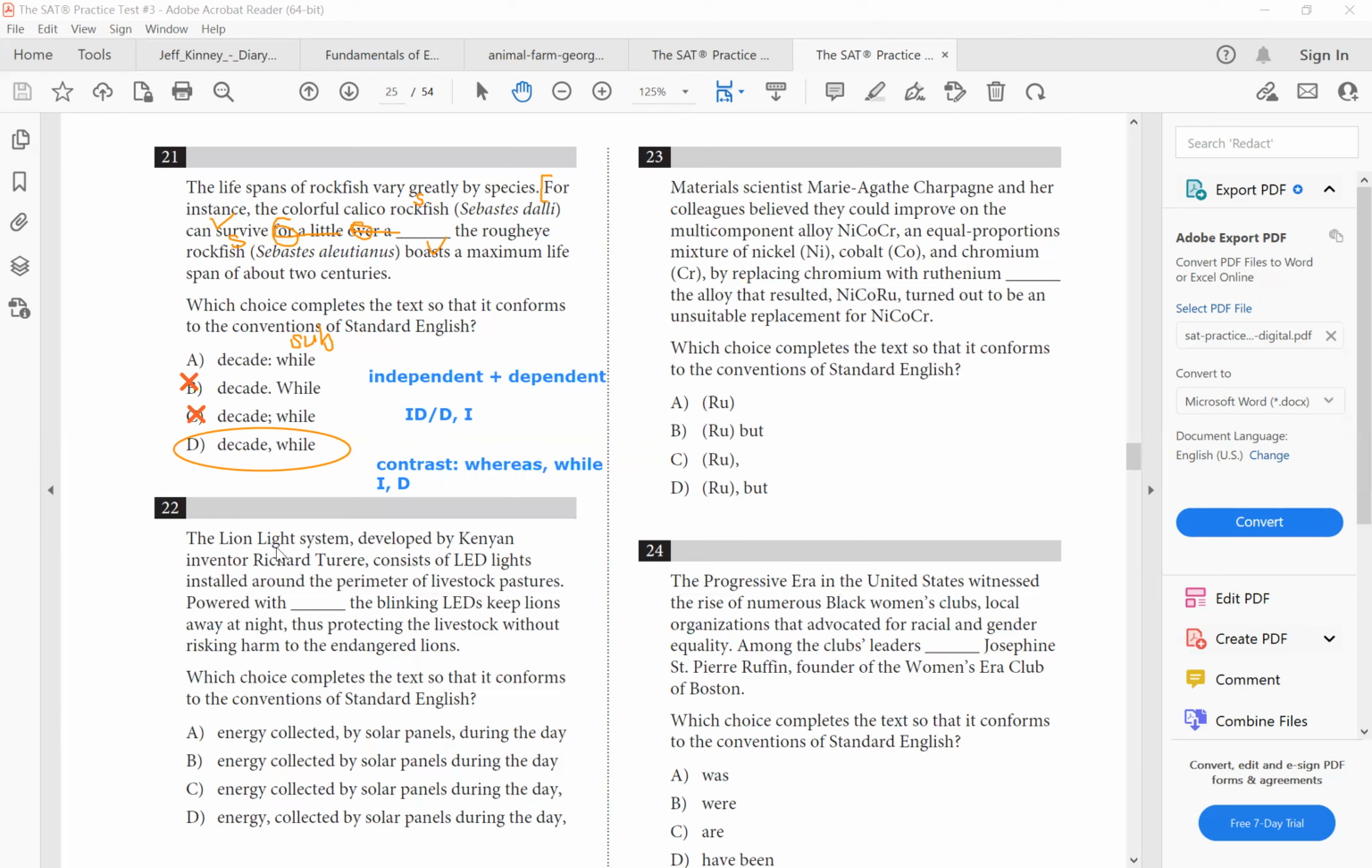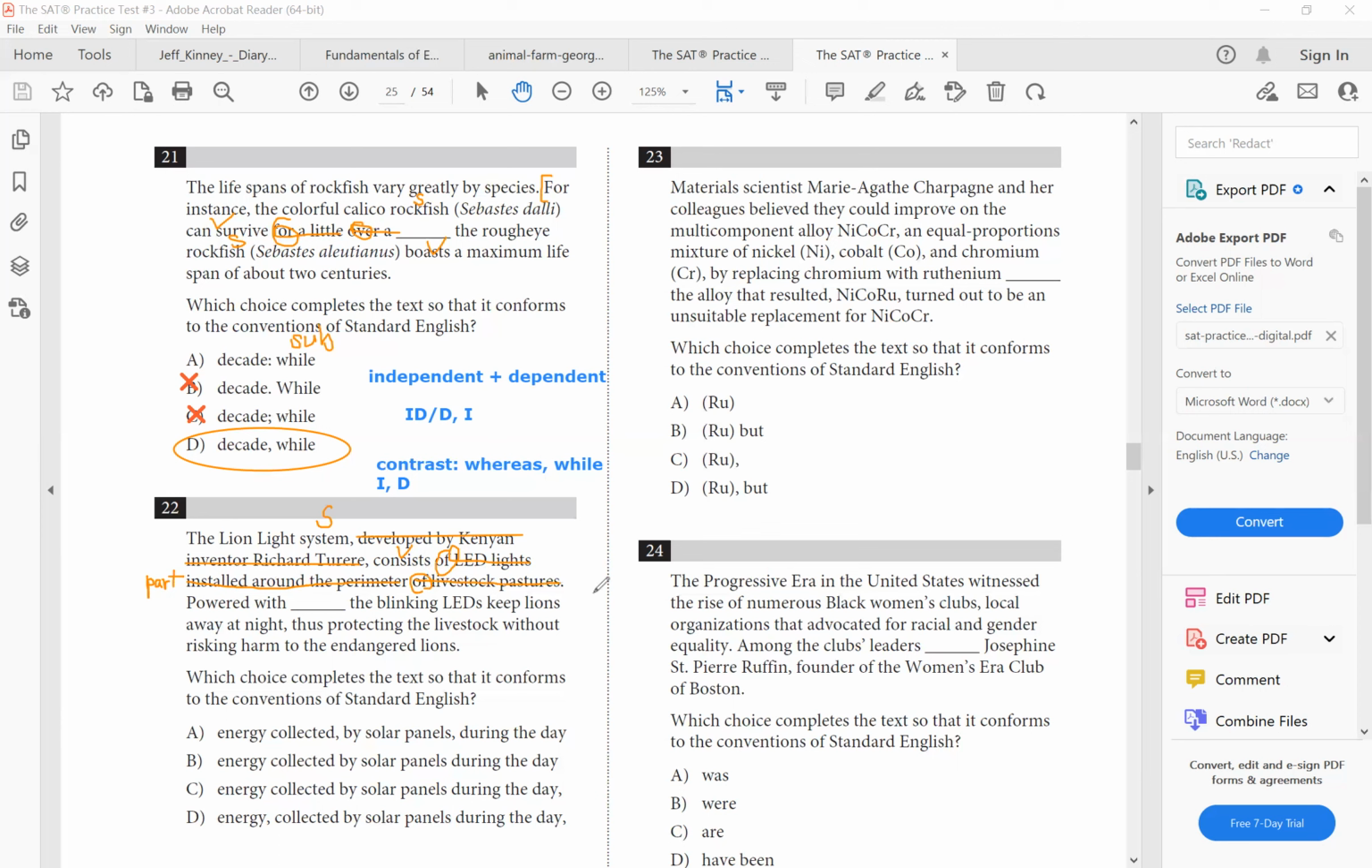Okay. And last question for this session. The lion light system developed by Kenyan inventor. Okay, so I'm going to cross out this participle phrase, non-essential. So my subject is system. My verb is consists. Cross out of LED lights. Cross out installed around the perimeter because that's a participle phrase. Remember, installed in this case is not a verb. It's an adjective function. Cross out of livestock pastures.